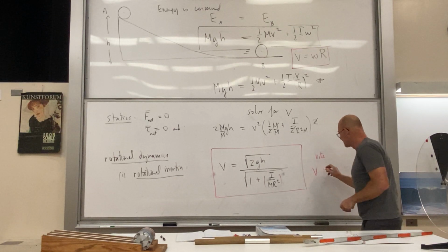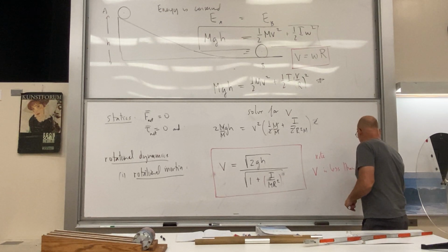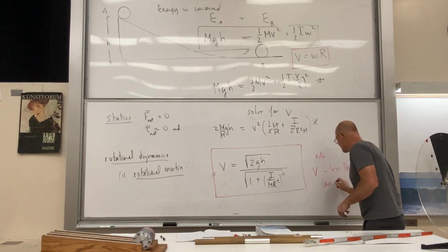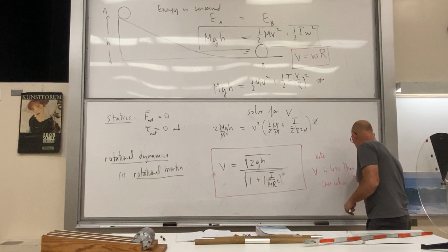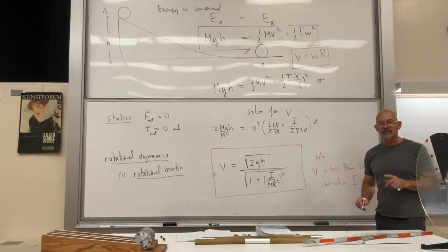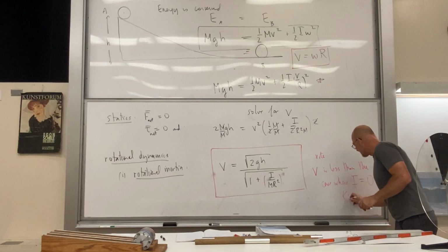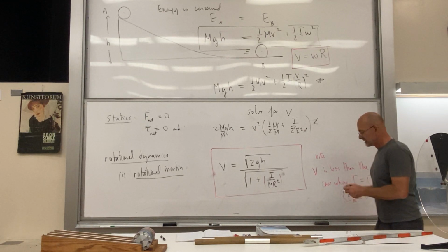Okay, this is worthy of a few notes. V is less than the case where the moment of inertia equals 0. When we were talking about sliding objects, there was no rotation. We didn't need any rotational kinetic energy, so the kinetic energy of rotation is 0. Okay, good.